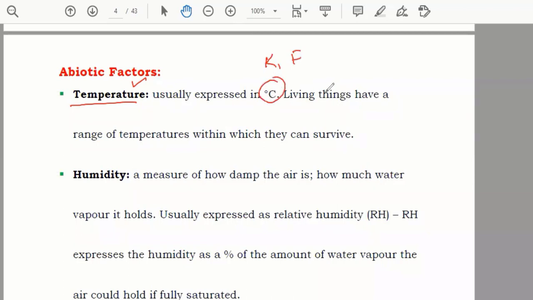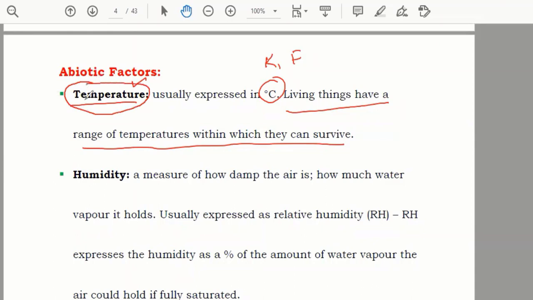Now when you are talking about temperature here, it means the temperature of the habitat or of that ecosystem and how the animals survive there. This is really important because the organisms adapt to the temperature of the habitat, and their bodies are molded or modified in such a way that they can bear that temperature, whether it is very cold, very hot, or normal.